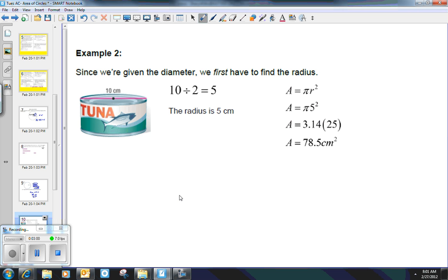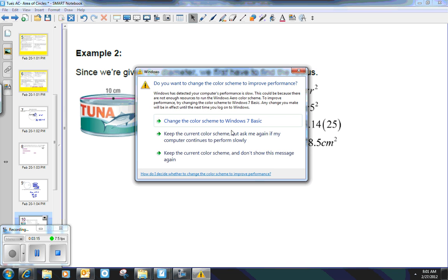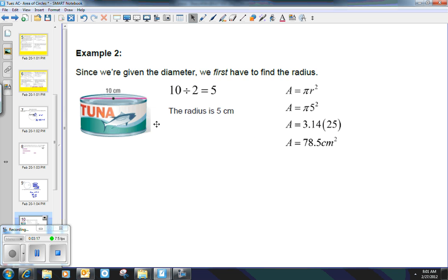Here's example 2. We have a can of tuna. It's 10 centimeters from one side to the other. So first of all, we're given the diameter. If we're given the diameter, we need to find out what the radius is because our formula uses radius squared. So the radius is half of the diameter, which means that our radius is 5 centimeters.